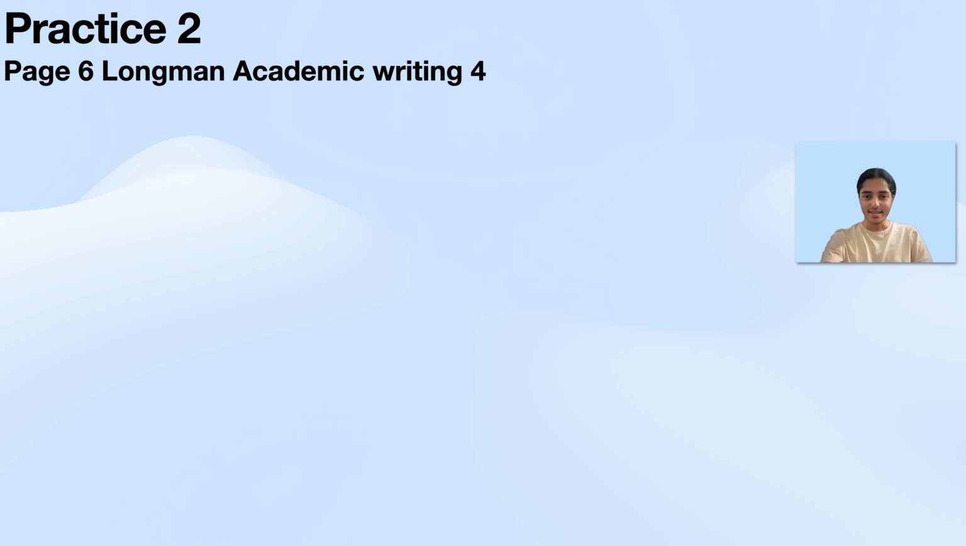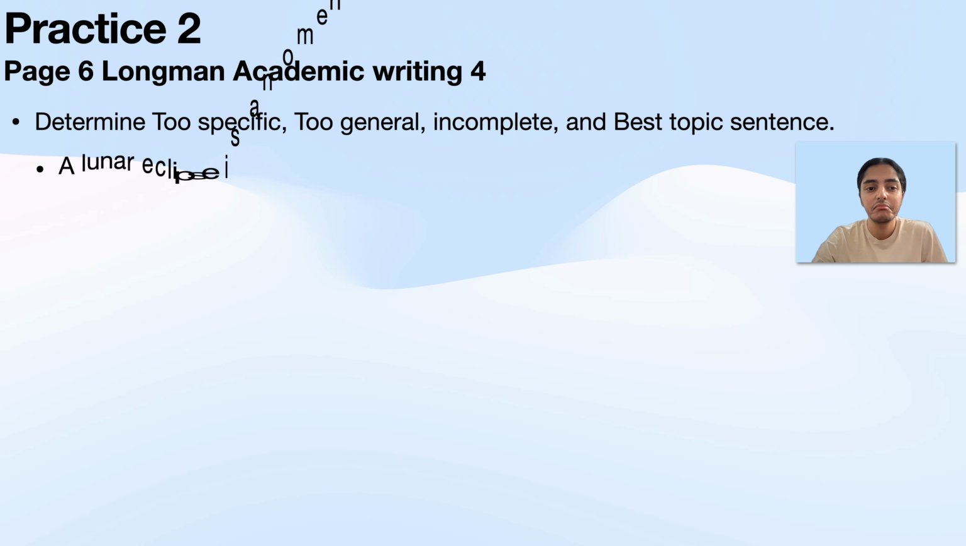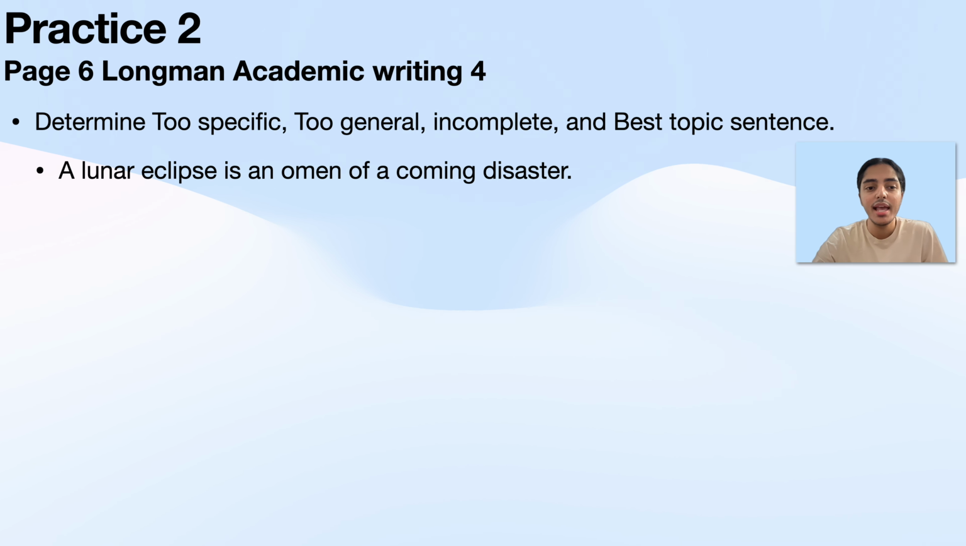It is page 6 of the book. Determine too specific, too general, incomplete, and best topic sentence. Here's our first example. A lunar eclipse is an omen of a coming disaster. What do you think about it? A lunar eclipse is an omen of a coming disaster. It is too specific for my taste.